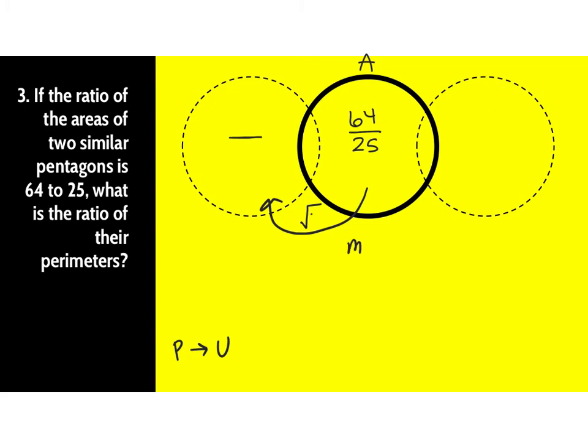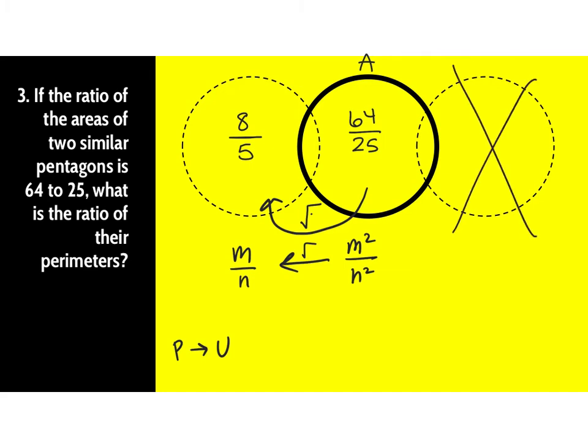So we're given that m squared to n squared, and I want to get m to n. And the way that I do that would be by taking the square root. So we have the square root of 64, which is 8, the square root of 25, which is 5. I don't have to worry about the volume in this one because it's not asking for that. So the ratio of their perimeters would be 8:5.